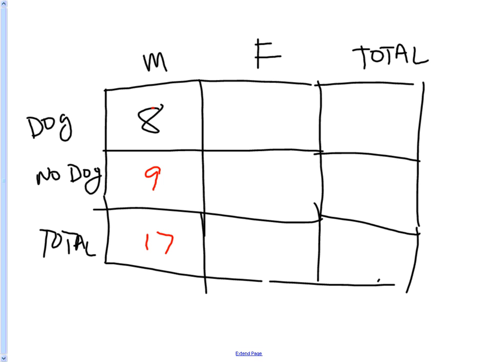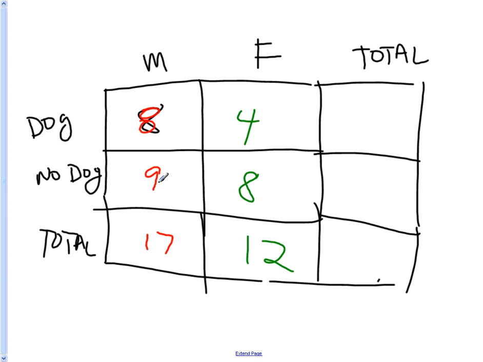All right, I'll rewrite that in red just because it's bothering me. I'm going to change to green and go with my female people who have a dog. Raise your hand. 1, 2, 3, 4 of you. And my female people who do not have a dog. 1, 2, 3, 4, 5, 6, 7, 8. And now I can get my total there, which is 12. And now I can get all my totals.